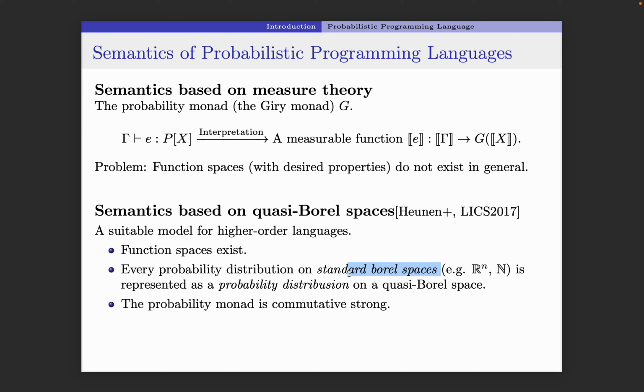There is a restriction about standard Borel spaces, but many practical spaces, such as a countable product of real numbers and natural numbers and finite discrete spaces are included in the class of standard Borel spaces. And the probability monad is commutative strong. It is important for the semantics of the language.